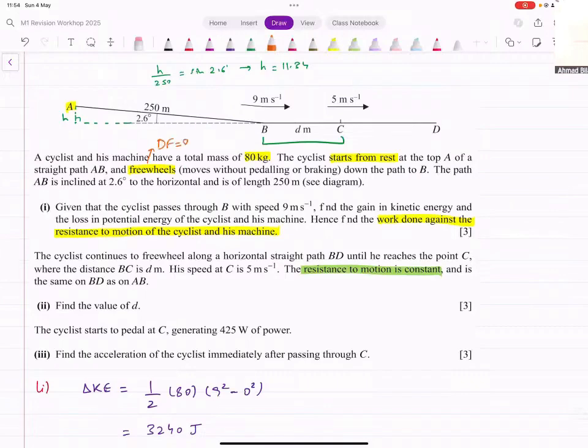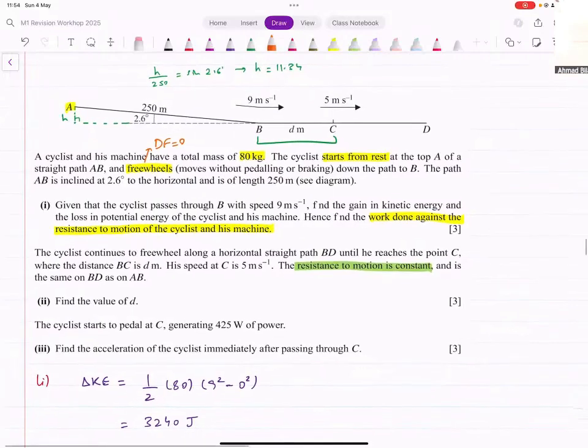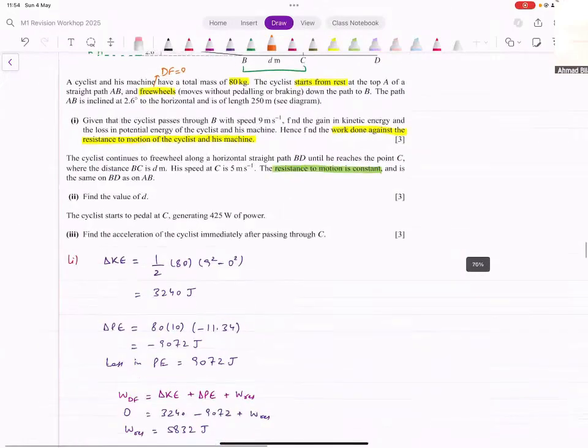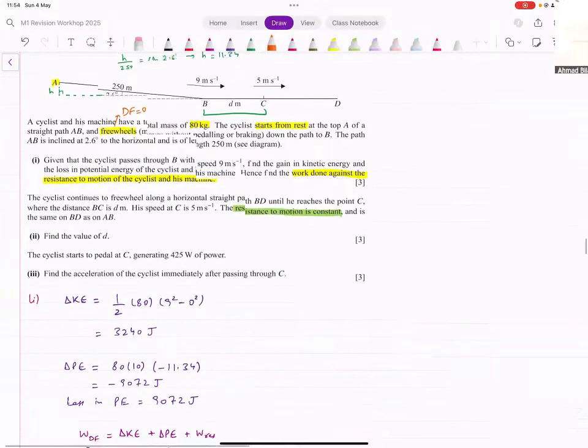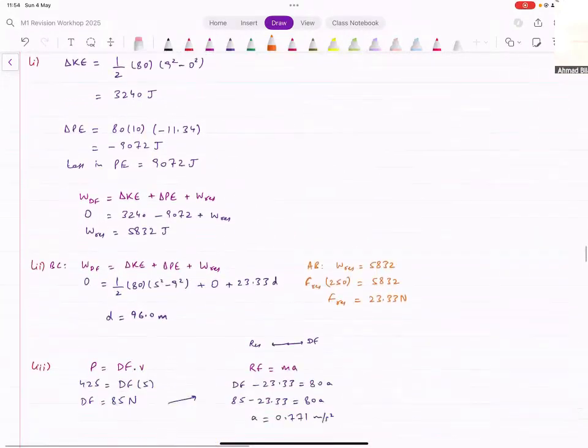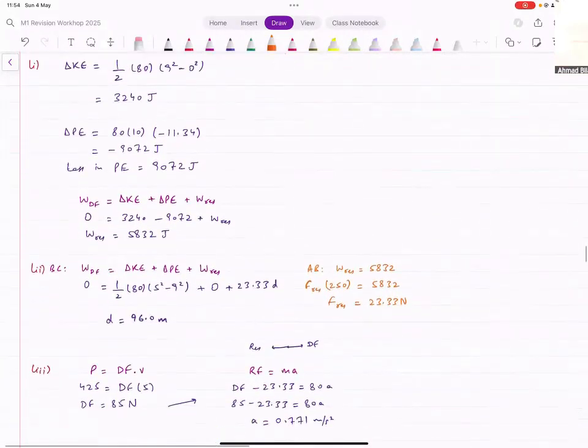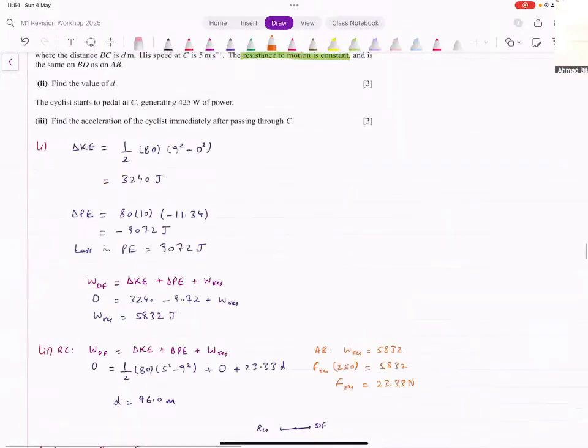In this case, they've explained that here as well. Without pedaling or braking, what does that mean? There is no driving force. Just keep that in mind. And the rest of it, you can do it relatively easily. I'll just show this working for you. You can have a look at this in your own time. It's just the use of that work energy principle multiple times. Okay. All right.